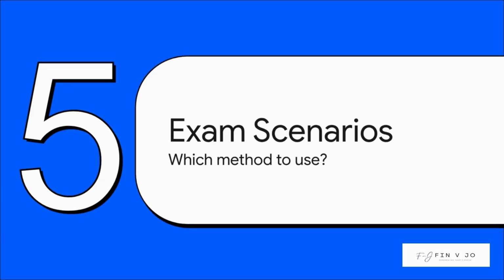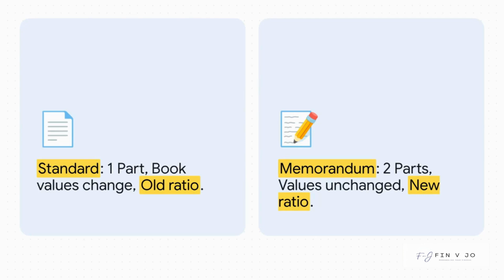Section 5, Exam Scenario. Which method? Let's bring it all together to test your knowledge and make sure you're absolutely ready for test day. The crucial point here is understanding the direct contrast between these two methods side by side. A standard revaluation account has one part. The book values change in the new balance sheet, and the balance goes to old partners in the old ratio. A memorandum revaluation account has two parts. The book values remain unchanged, and it needs two transfers. Part 1 to old partners in the old ratio, and Part 2 to all partners in the new ratio.